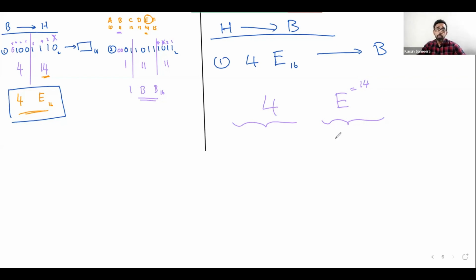Then how do we write 14, kids? 8 plus 4 is 12, plus 2 is 14. Okay, how do we write 4? 100, add an extra 0.